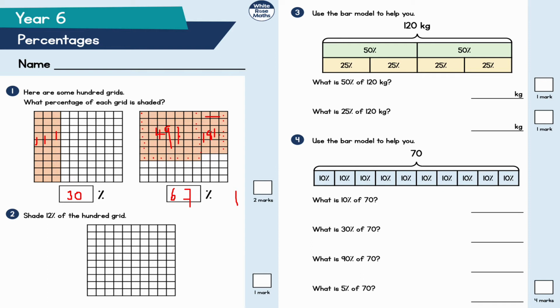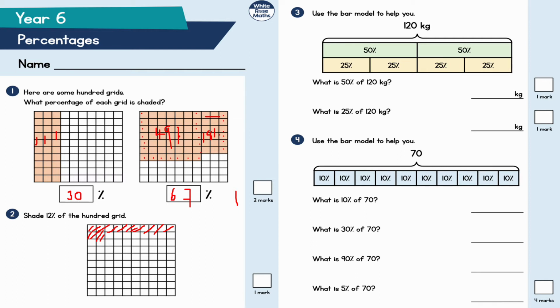Okay, this is question number 2, guys. Shade 12% of the 100 grid. Well, I'm going to shade in one complete row and then 2 squares on the next row. Okay, so just these 2. So that is going to be 12%.